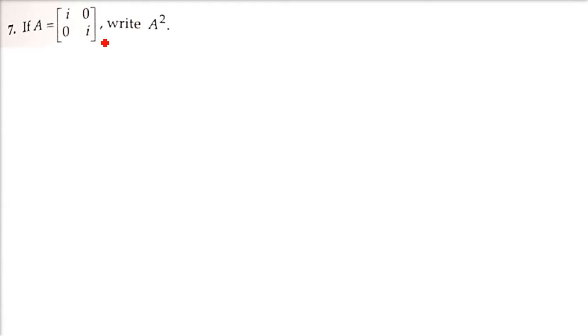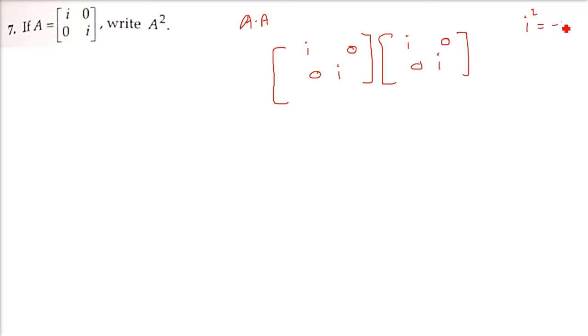If A is this, write A square. A square is nothing but A dot A. Okay. Now, let me write I, 0, 0, I. Now, I here corresponds to complex numbers, so there I square is equal to negative 1. So, I into I is I square plus 0 plus 0. I into 0 is 0. 0 into I is 0. So, this will be 0 plus 0. Then we have 0 into I as 0 and I into 0 is 0. 0 plus 0.